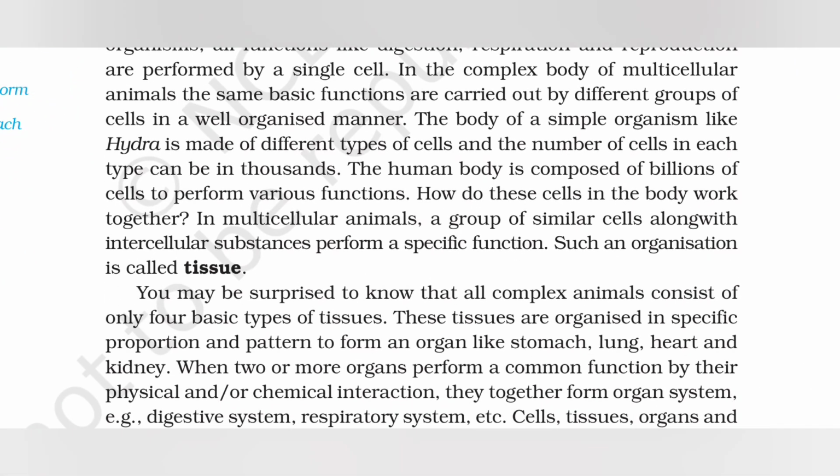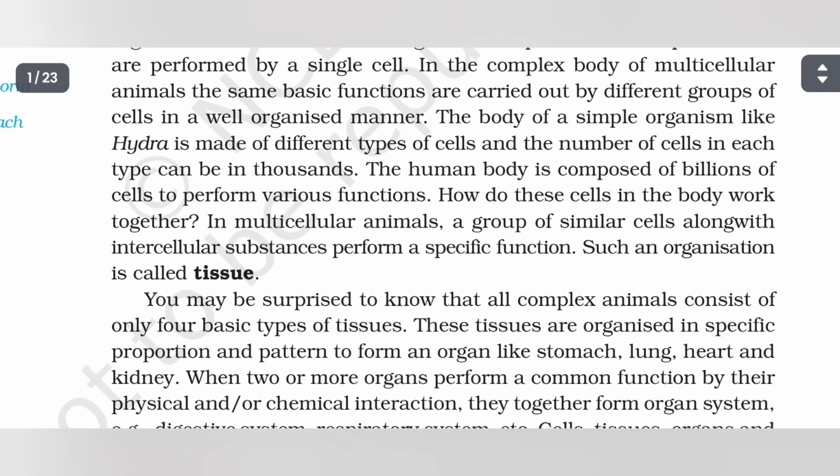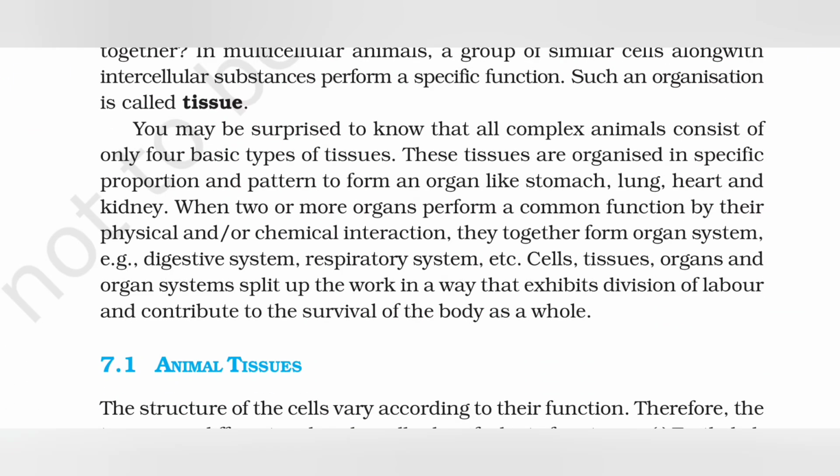In multicellular animals, a group of similar cells along with intercellular substances perform a specific function. Such an organization is called tissue. You may be surprised to know that all complex animals consist of only 4 basic types of tissues. These tissues are organized into specific proportion and pattern to form an organ like stomach, lung, heart, and kidney.